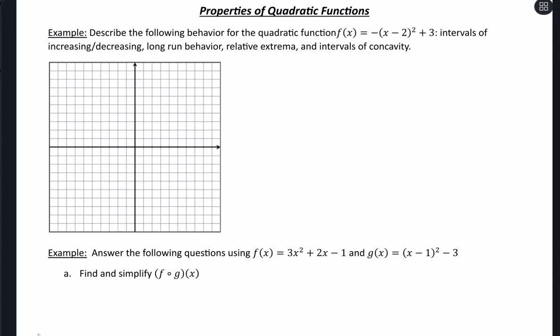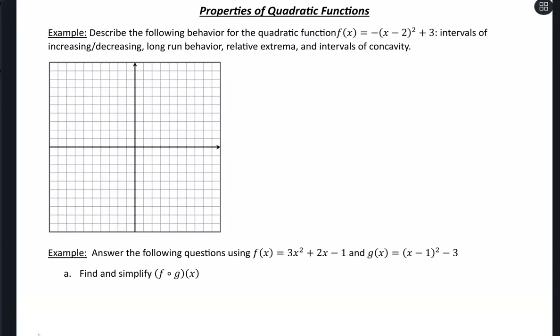So in this video, we'll get some review of properties of functions that we've talked about previously with a focus on quadratic functions. So first up, let's take a look at some graph behavior. And with this one, we're given a function. It is in vertex form.